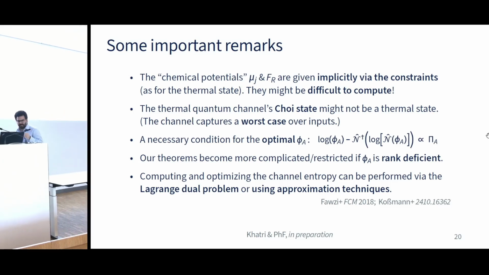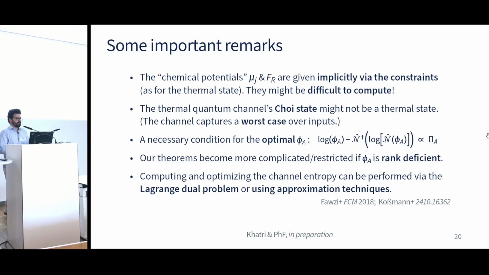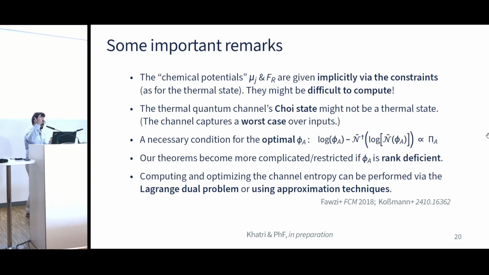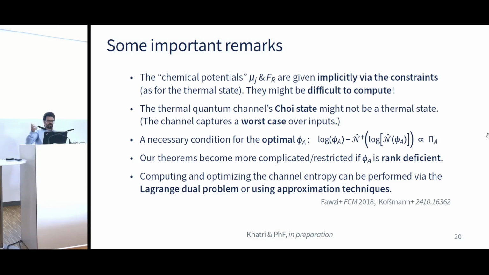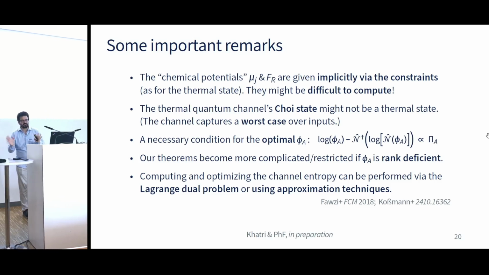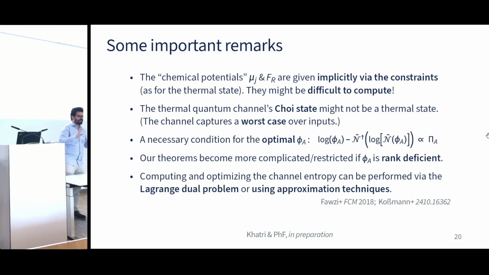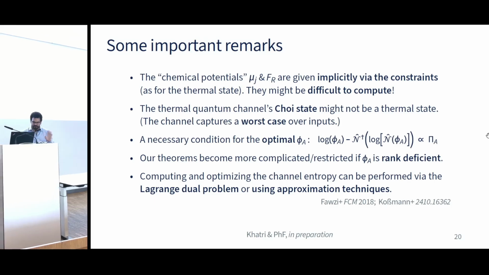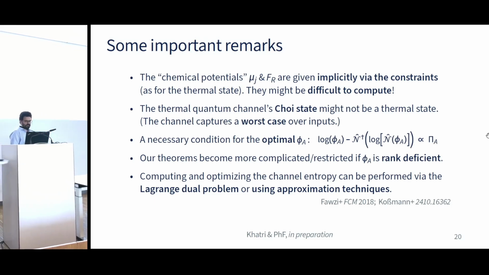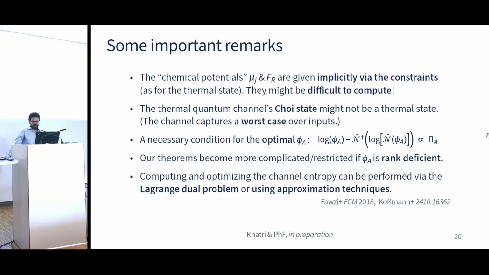So there are a few things that I really glossed over at this point. These objects that came into this maximum entropy channel, these mu's, these f's, are implicitly given by the constraints, so they might still be hard to calculate. That's already the case for thermal states, so it's not going to get any easier with thermal channels. It might still be hard to come up with what these optimal values actually are.